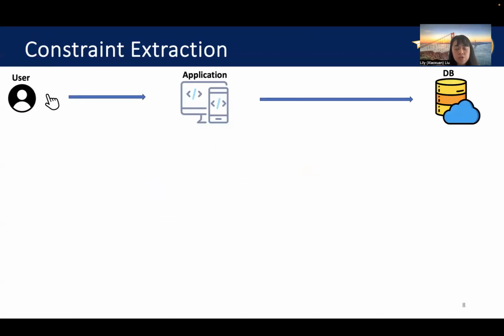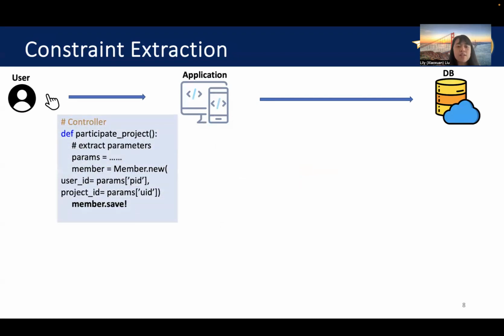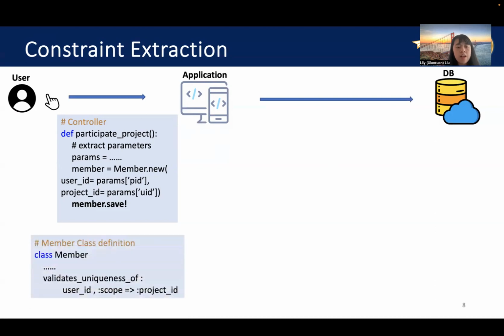So to perform the constraint extraction, we need to first understand how a database-backed application works. Still the example from before: when the user tries to participate in a new project, it will trigger some endpoint in the application code. Here, the application code will create a new member record, which records the membership information. And it will also trigger the line which saves the record into the database. And what is a member class? Right here, we create a new member record.